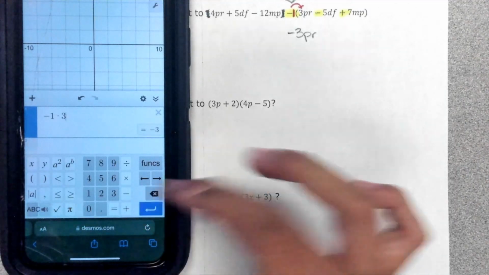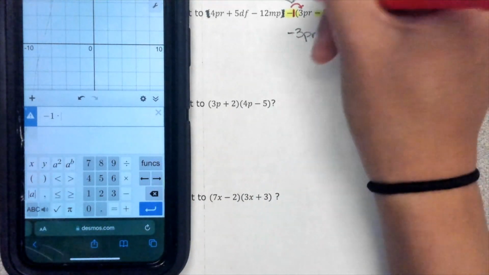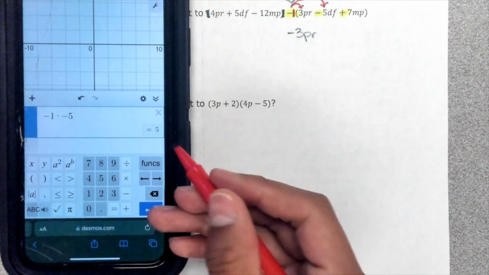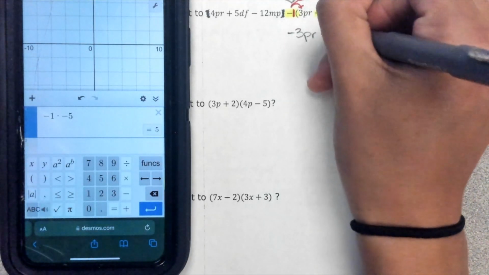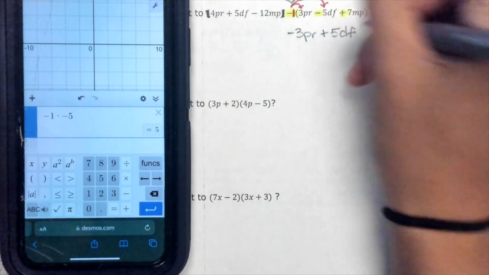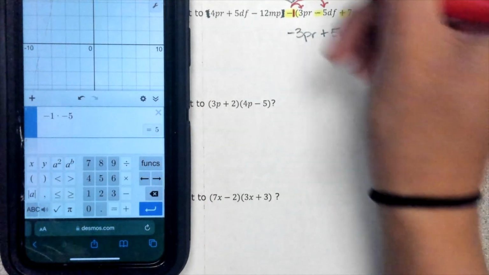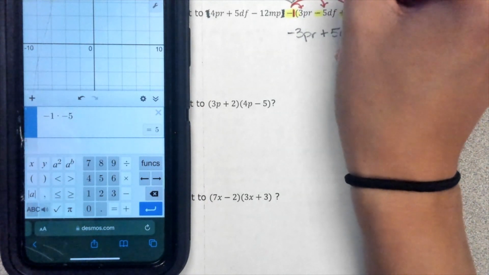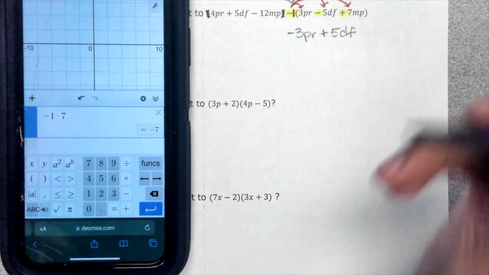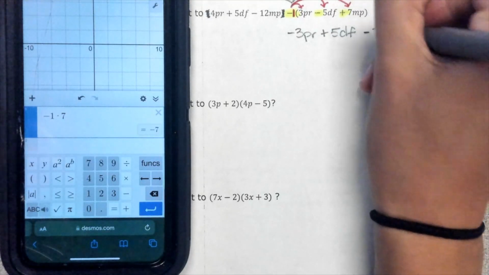Then we're going to multiply a negative 1 times a negative 5. All it does is change the sign to a positive 5DF. We're going to bring those variables down. Last one, we're going to distribute negative 1 times a positive 7, and it changes it to a negative 7MP.